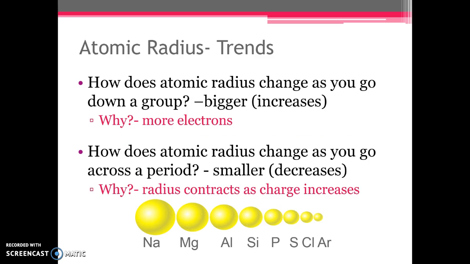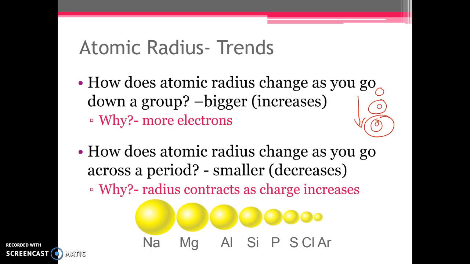Atomic radius changes as you go down a group. It increases. So as you go down the periodic table, the radius is going to increase. Why? Because there are more electrons. If you think about what happens in the first period, there's one shell. In the second period, there's two shells. In the third period, there's three shells. So as I add more layers, the atom has to increase in size.